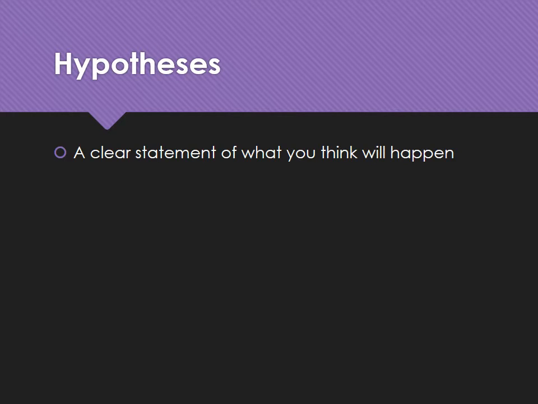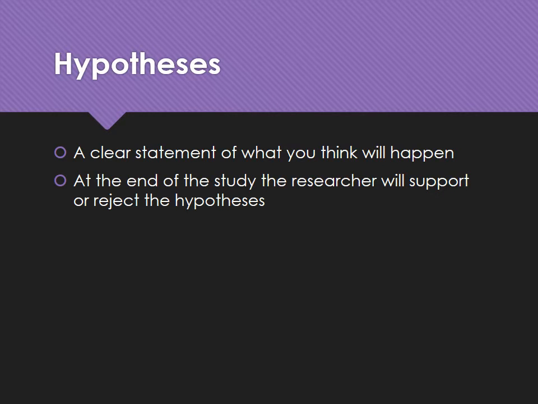Now, you've probably written these in science before, but essentially they are a clear statement of what you think will happen. They are a prediction, and they're always written in the future tense. They'll never be past tense, and never be present tense. It'll always be what will happen, because at the end of the study, your researcher is either going to support or reject their hypothesis. They're going to say that yes, we definitely did find this happened, or that actually no, it didn't. And like everything in research methods, these have to be fully operationalized.